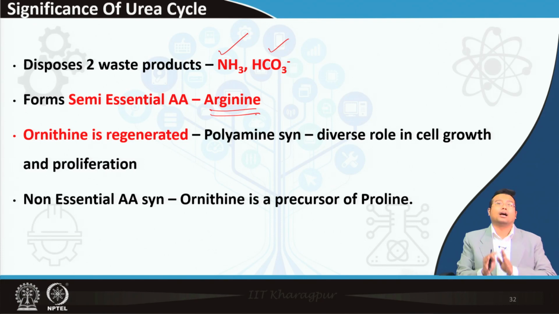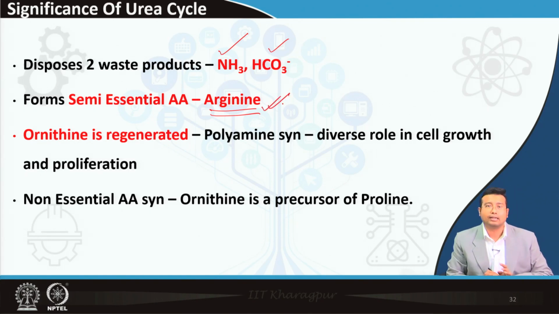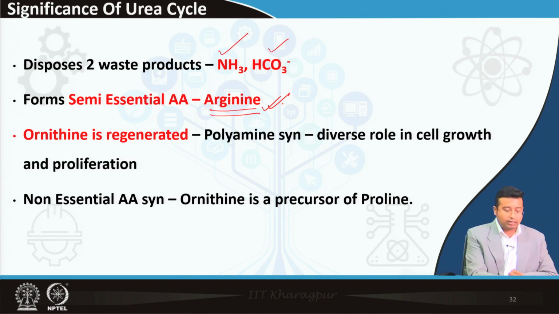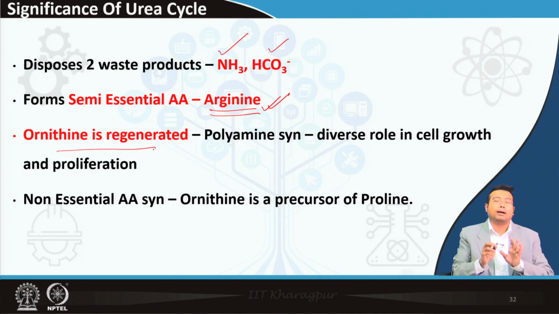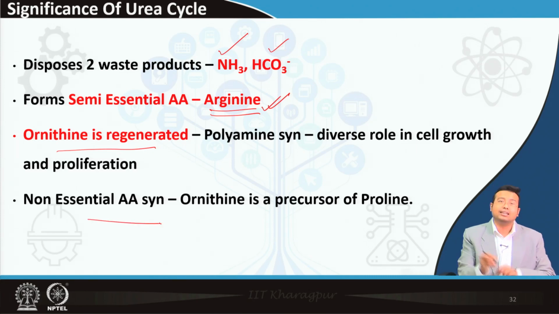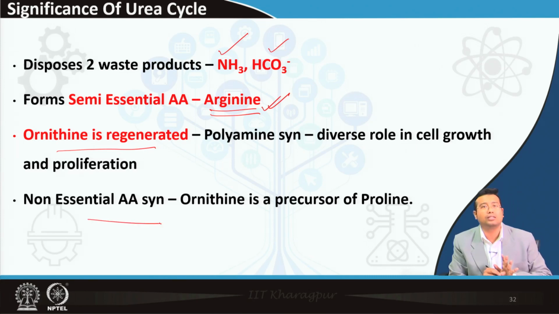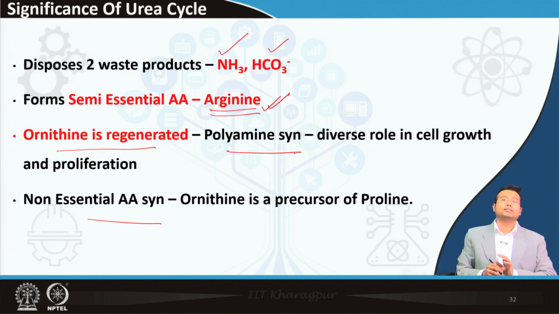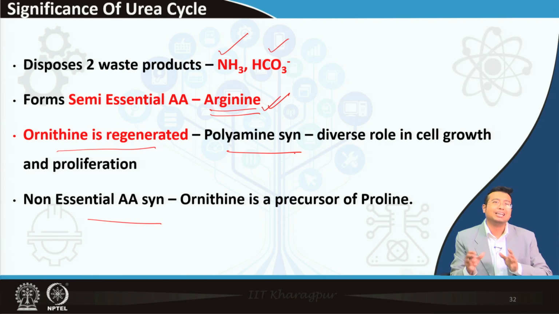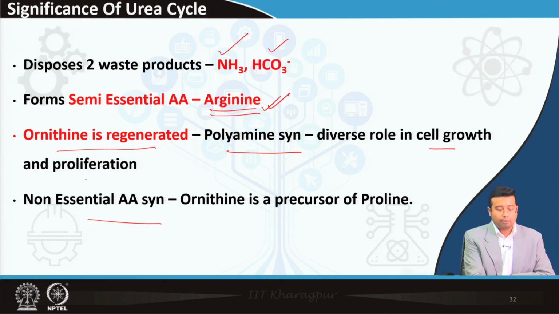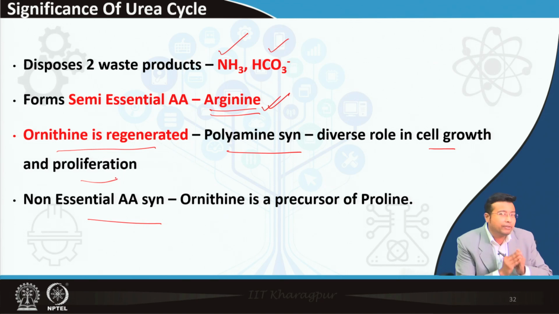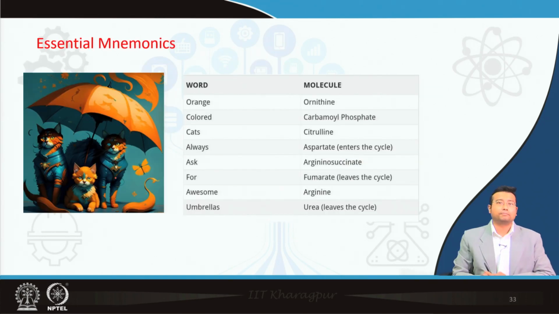So these amino acids become semi-essential, and one of the important ways by which the semi-essential amino acid arginine is synthesized is the urea cycle. Again, ornithine is regenerated in this urea cycle, which is a precursor of multiple non-essential amino acids, for example proline. Ornithine is also used in the synthesis of multiple polyamines. Polyamine synthesis is very important because polyamines play a diverse role in cell growth and proliferation. So these are the multiple significances of the urea cycle, apart from taking care of the nitrogenous waste products of our body.